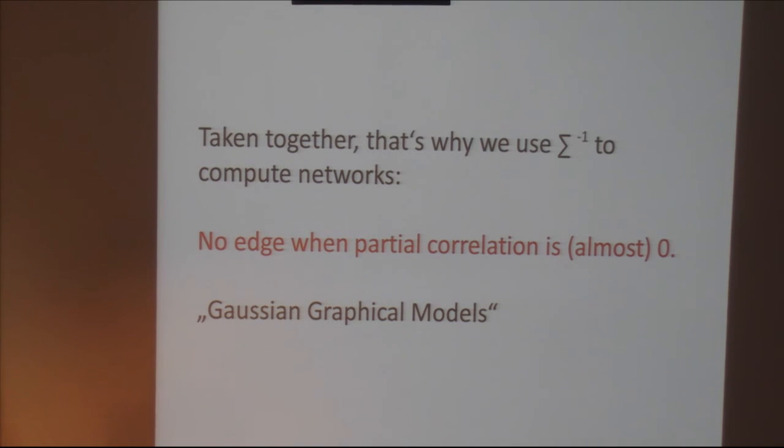And it also tells us what we are really doing when we do these networks. If we want to avoid the transitive edges, the induced edges, we don't look at the variance-covariance matrix, we don't look at the correlation coefficients, but we look at the inverse of the variance-covariance matrix, and we exclude those edges where the partial correlation coefficient is more or less zero.